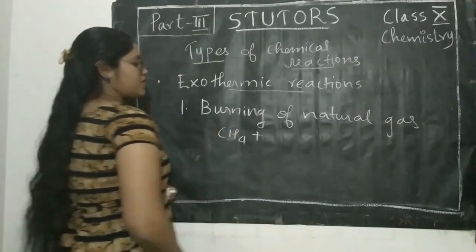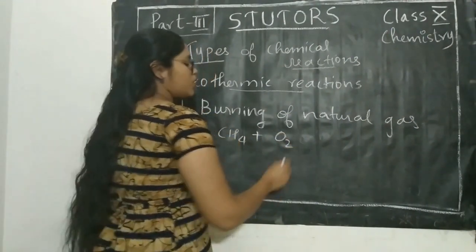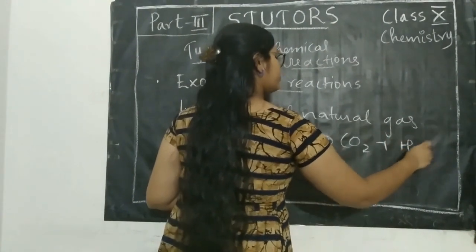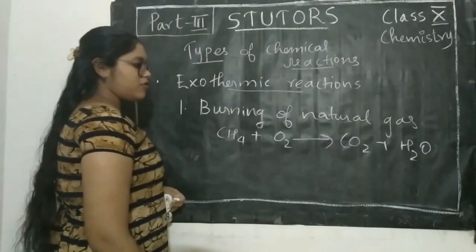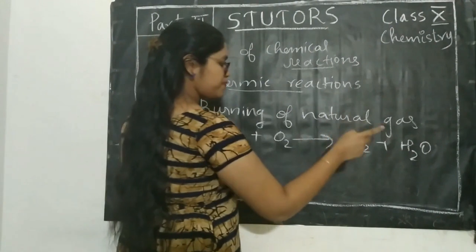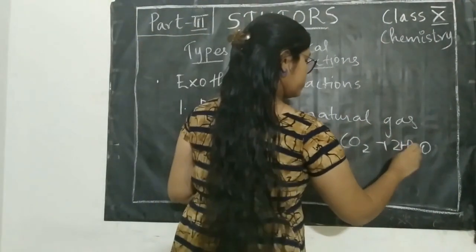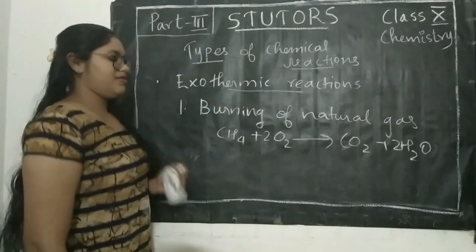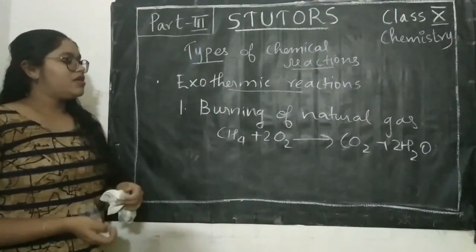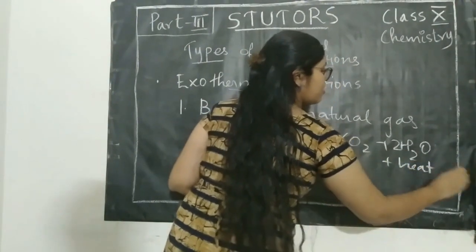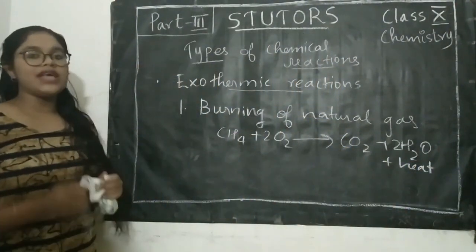As the process is burning, CH4 plus O2, we get CO2 plus H2O. Now we have to balance this: O2 and H2O. Yes, the equation is balanced. So here heat is also released and hence the reaction becomes an exothermic reaction.